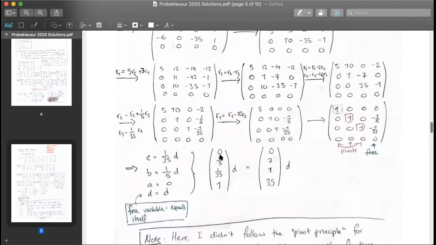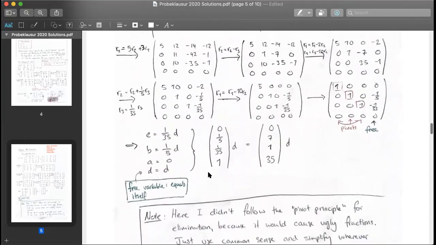So with this information, we can now construct our vector, right? A, B, C, D. A is 0, we know that. D is D, B is 1/5 of D, and C is 1/35 of D. But fractions are ugly, so we multiply by the common multiple to get this.